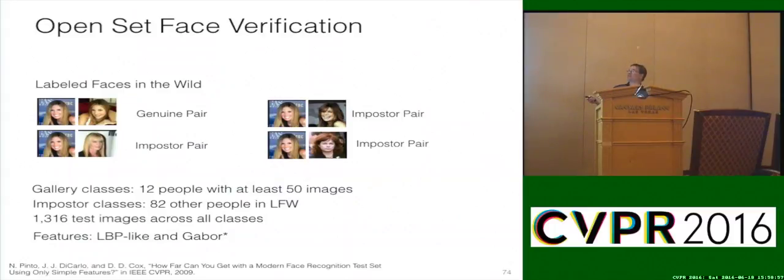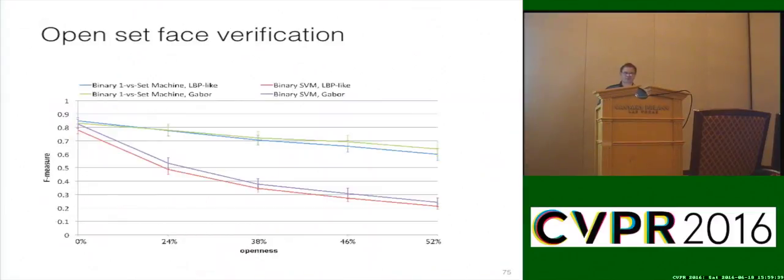So here we train with Labeled Faces in the Wild. We have some genuine pairs and some genuine imposters. So we have one pair and a bunch of imposters. And in this case, we're trying to do identification. So our gallery consists of 12 people that had at least 50 images. In the traditional LFW, you just did match, non-match. Now we want to do identification in that category. So our imposter class has the 82 other people at LFW that had at least this many images. So we have a whole bunch of test images that are going to be finally tested, where we train on only a subset of LFW for identification, and we have our LBP and Gabor-like features that we're going to use. We're going to put those all together and look at what happens for our open set face recognition elements.